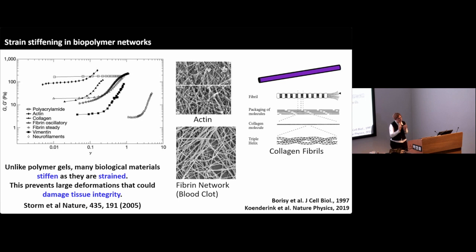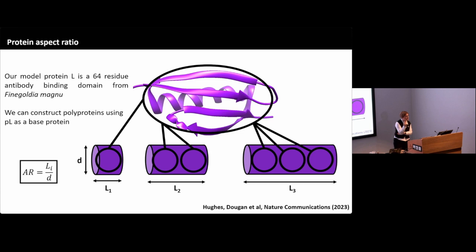Because remember, I'm working with globular folded proteins. It looks really different from this. So the question that we wanted to ask was, if we take our globular protein, and we use protein engineering to engineer a longer aspect ratio, a bit like a fiber, what happens to the networks that form?